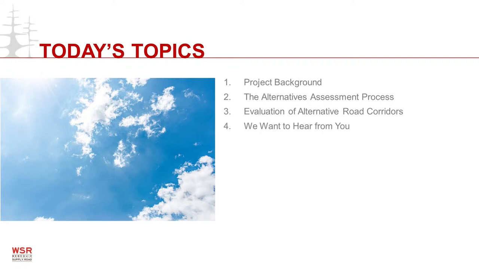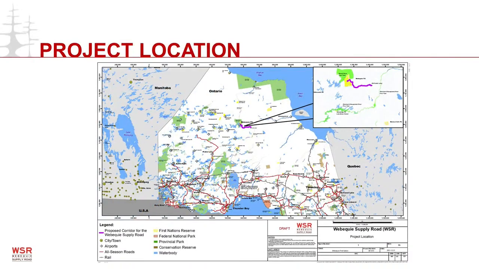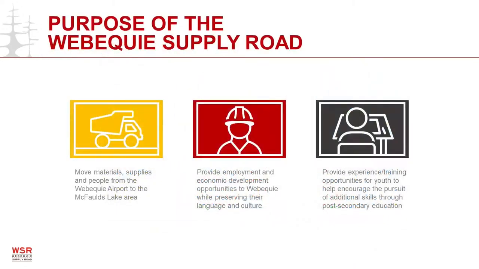So just to give everyone a little reminder as to where Webequie First Nation is, let's talk about its location. It is located about 250 kilometers south of Hudson Bay and roughly 250 kilometers west of James Bay in northwestern Ontario. There are three main purposes for the Webequie Supply Road. I'll just remind everyone that Webequie First Nation is the proponent of this project. So they're the project sponsor. They are leading this project.